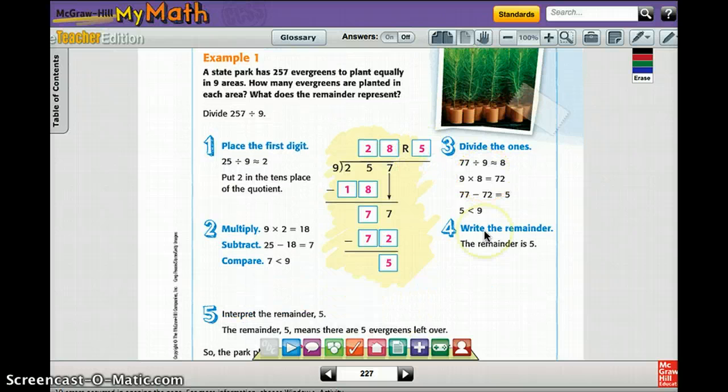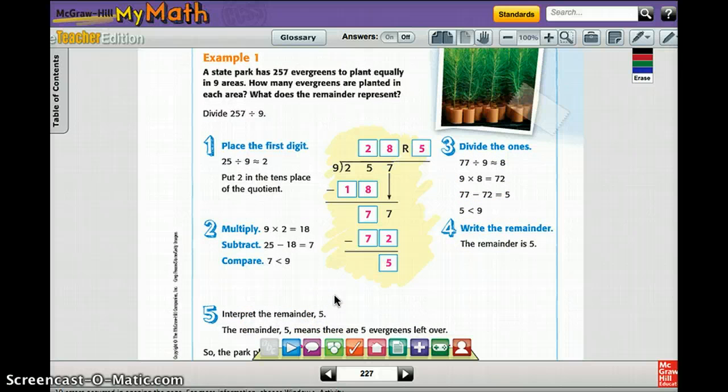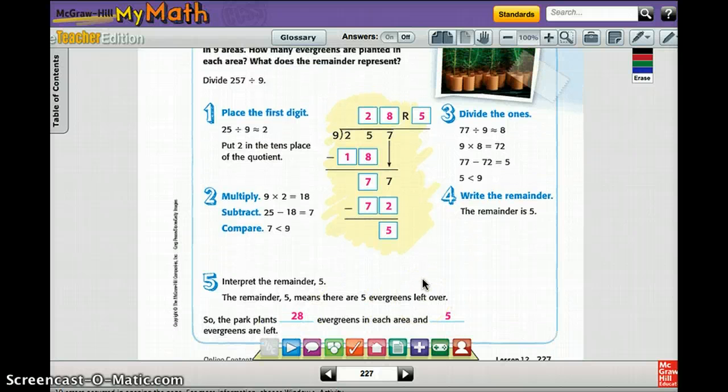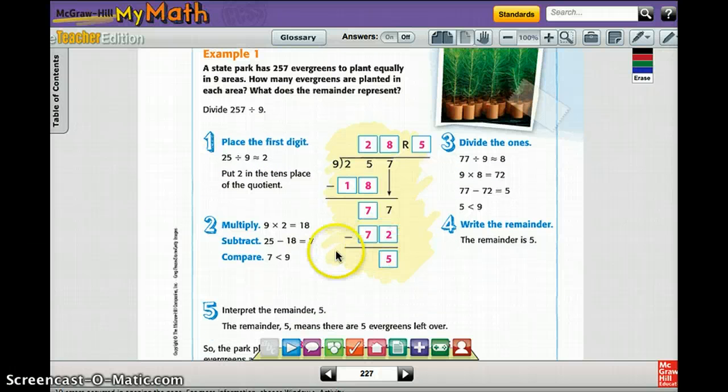So then you have to think about, what do I do with that remainder? Well, in this case, it means there's 5 evergreens left over. So we have to interpret that. So you have to think about it realistically in this case. So remember from the video, she talked about the different ways that you would have to do that.